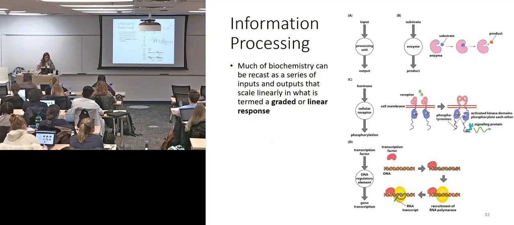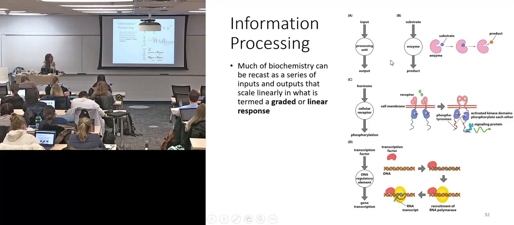So we can think of this one-to-one binding, where one input produces one output. Your book calls it information processing. Use this if you like. The more important word, which you might see in some of my questions, is that we'll call this a graded or linear response. So substrate binds to enzyme, that's your input. Enzyme converts it to a product, output.